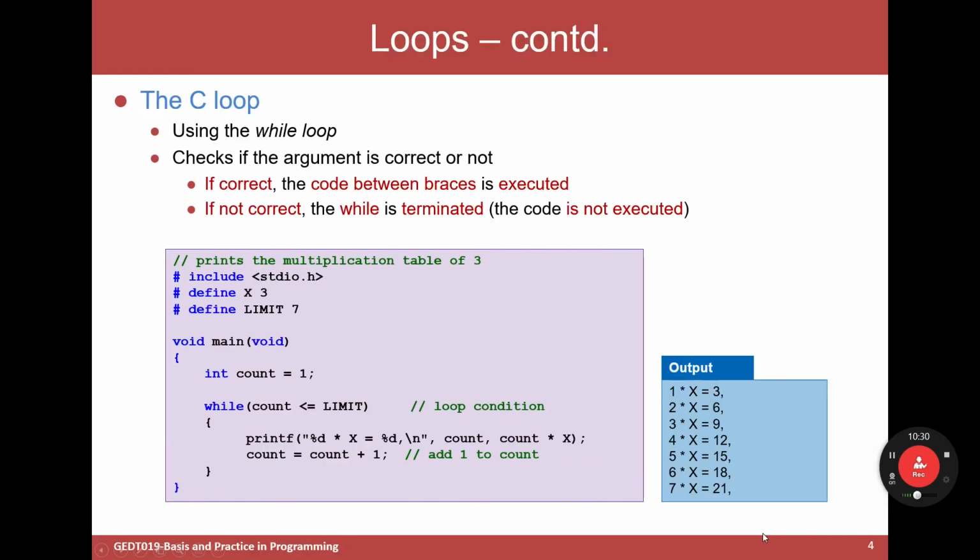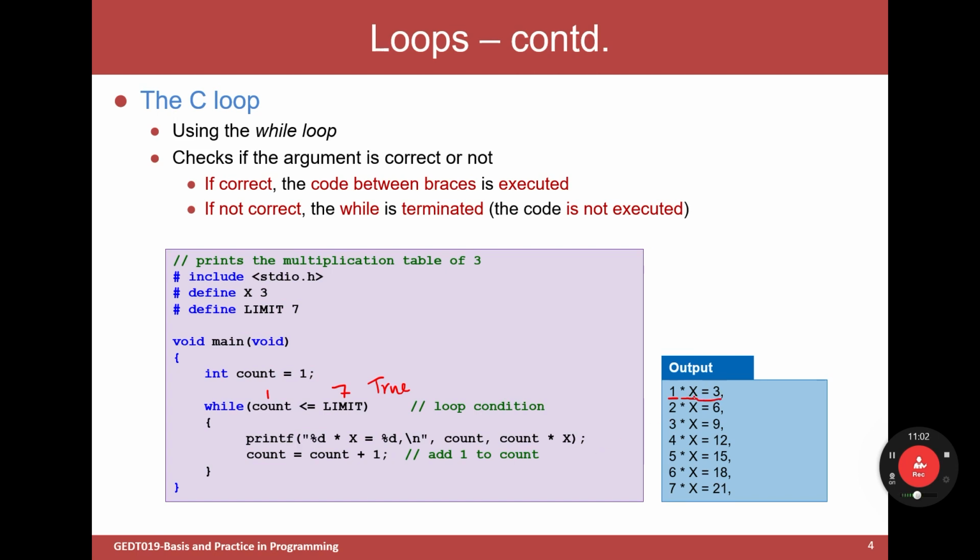So how will this one work? First time, count is equal to 1, and limit is equal to 7. That's good. So while 1 is smaller than 7, that's true, that's correct. This is a true sentence, a true logic. In this case, run this block. So it will print on the screen: 1 times 3 equals 3. It will print this sentence.